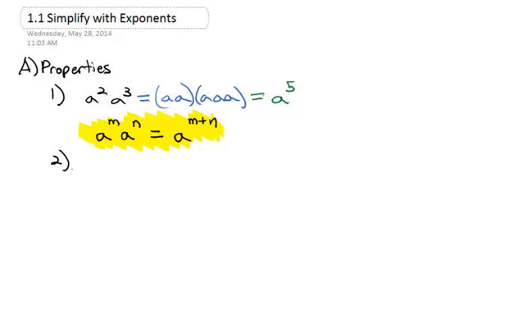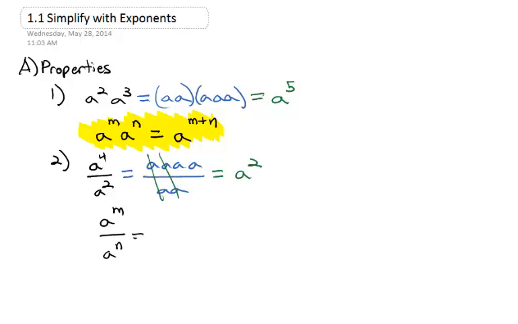Now we can extend that a little bit with division. Let's take a to the fourth over a squared. Again, we'll recognize that as 4 a's in the numerator and 2 a's in the denominator. When the a's divide out, we're just left with 2 of them, or a squared. This helps us recall the property that when we have a to the m divided by a to the n, we subtract those exponents. So our second property says with division, we subtract exponents.